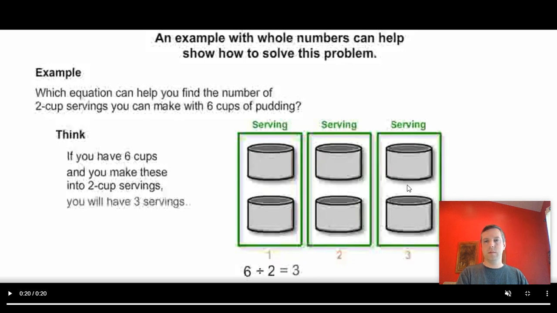So here you see the 6 cups of pudding. That's the 6 in our equation. And we are dividing that by 2 because we're going to put it into groups of 2 to find out how many groups we have or how many servings we can make. So serving 1, serving 2, serving 3. 6 cups of pudding shared into groups of 2 means that we have 3 groups or 3 servings.